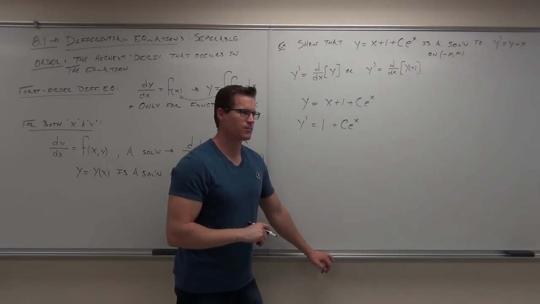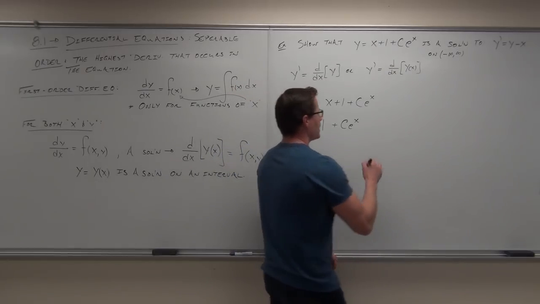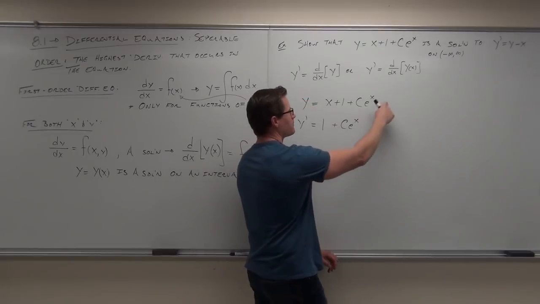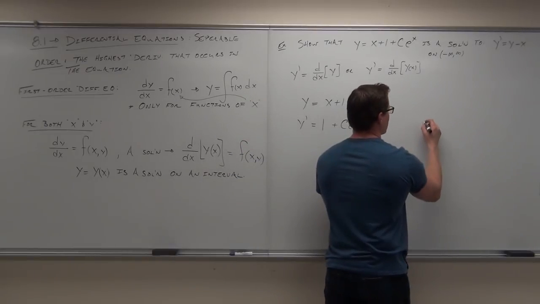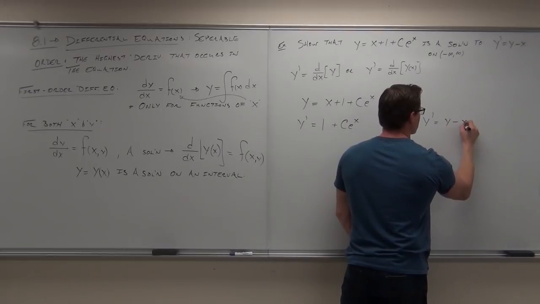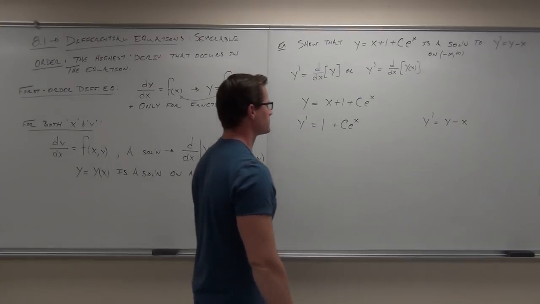You guys okay with this so far? You sure? So right now we have two things. We have y prime equals 1 plus c e to the x. That's coming from this guy. And we have y prime equals y minus x. We have y minus x.